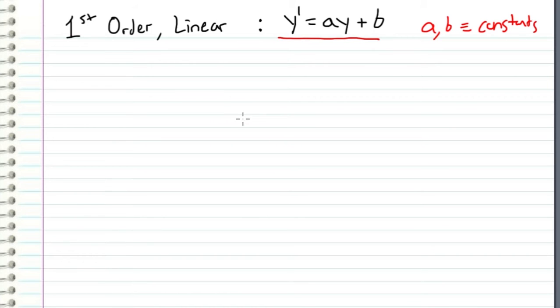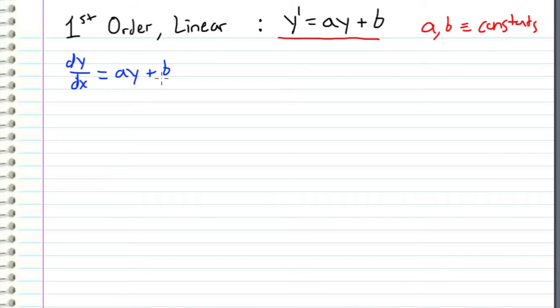So this is probably the most simple form of a first order linear differential equation, where a and b are both constants. So let's get right to it. I'm going to rewrite y prime as dy dx, and this is going to be equal to ay plus b. So the first thing that I want to do is get rid of this coefficient on the y. Now you don't have to do that first, but I'm going to do that because it's going to make integrating this a little easier.